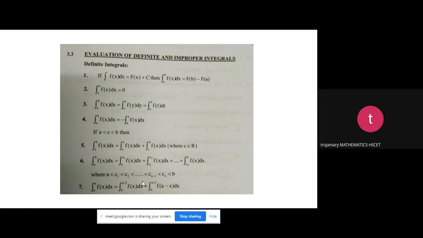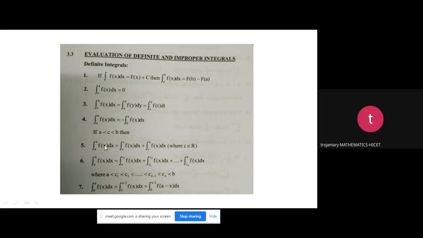Then, definite and improper integrals. So now the definite integral of f of x dx equals capital F of x. This is our notation, right? So for the definite integral, integral a to b f of x dx equals F of b minus F of a. If the limits are the same, a to a, then the integral value equals 0. Okay. Then integral a to b f of x dx equals integral a to b f of y dy, or f of t dt, whatever the variable, both are equal. The fourth one is important: integral a to b f of x dx equals minus integral b to a f of x dx.